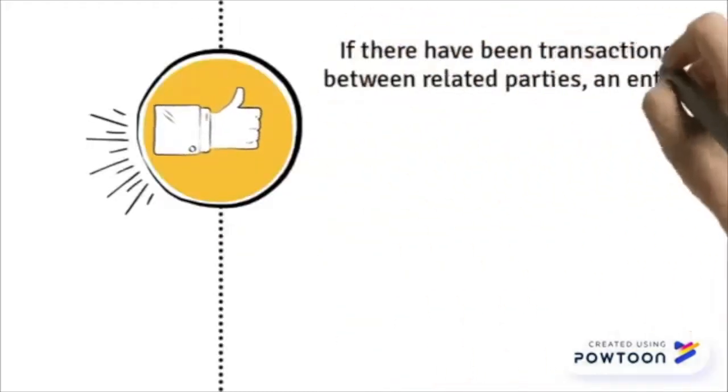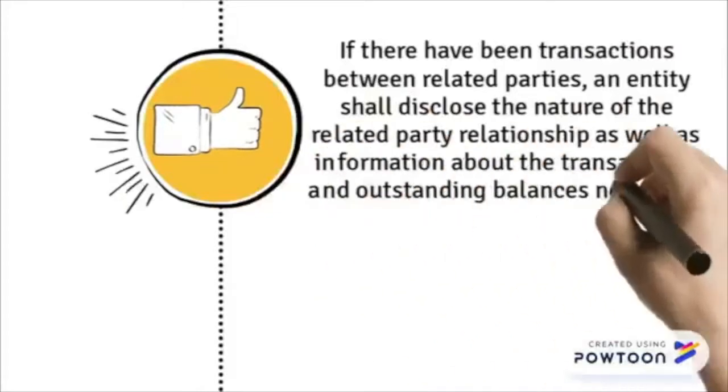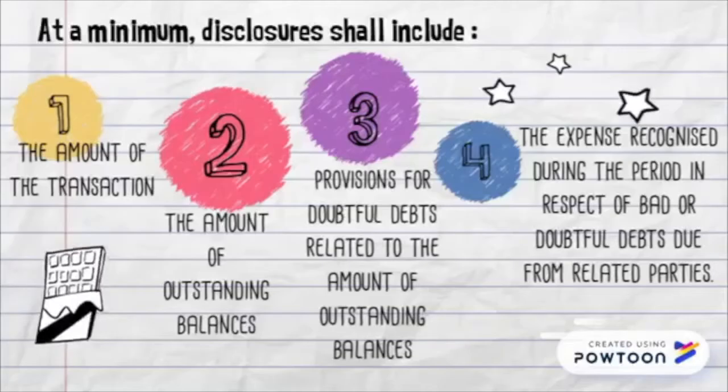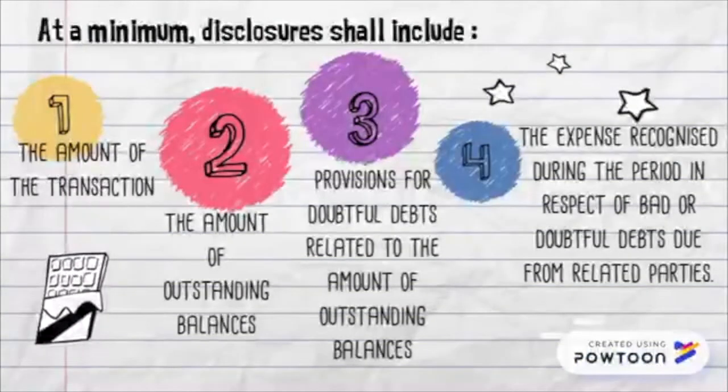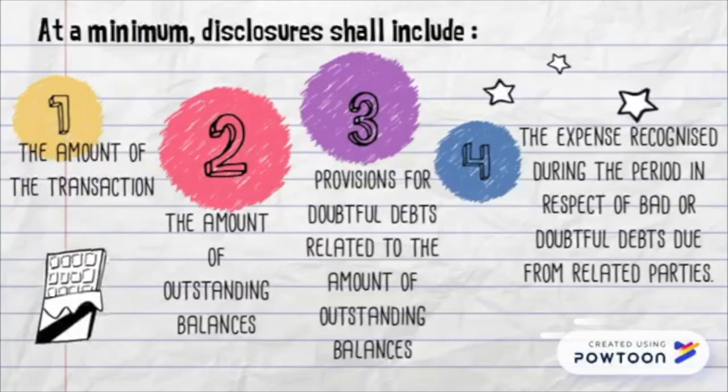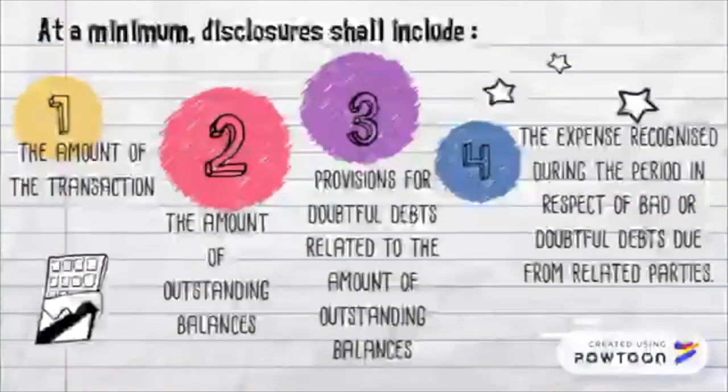If there have been transactions between related parties, an entity shall disclose, at a minimum, the following. First, the amount of the transactions. Second, the amount of outstanding balances. Third, provisions for doubtful debts related to the amount of outstanding balances. Fourth, the expense recognized during the period in respect of bad or doubtful debts due from related parties.